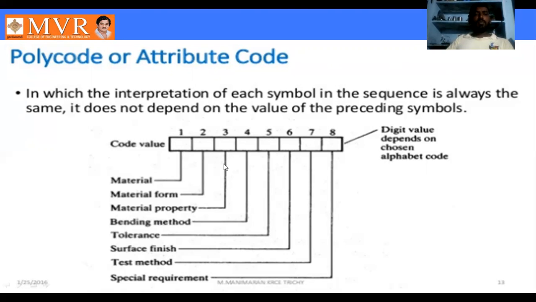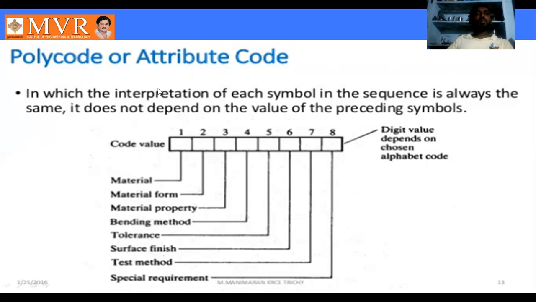The third one is material property. The fourth one is bending method. The fifth one is tolerance. The sixth one is surface finish. The seventh one is test method. The eighth one is special requirements.